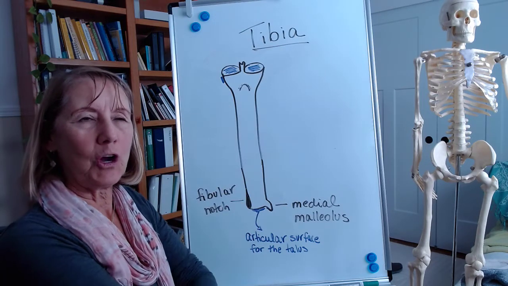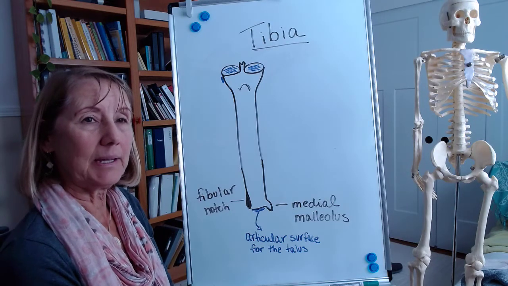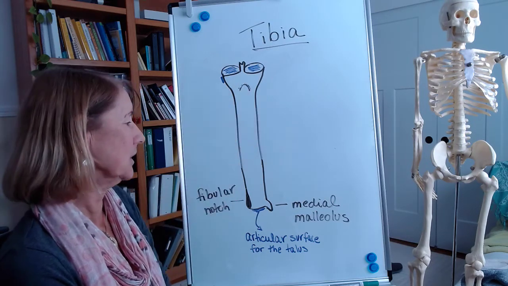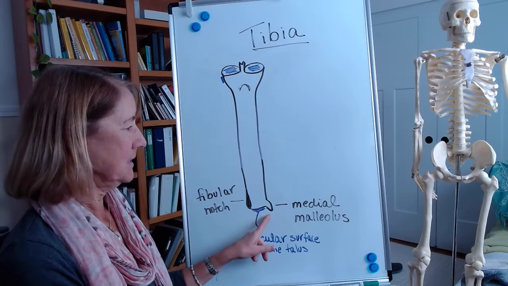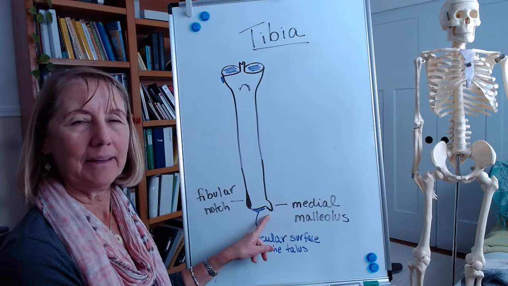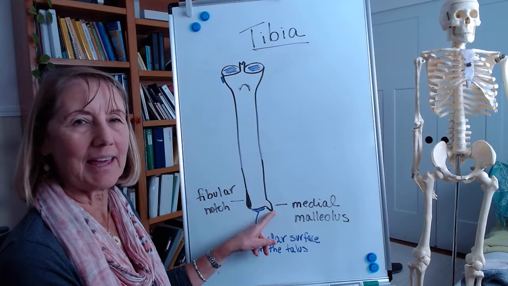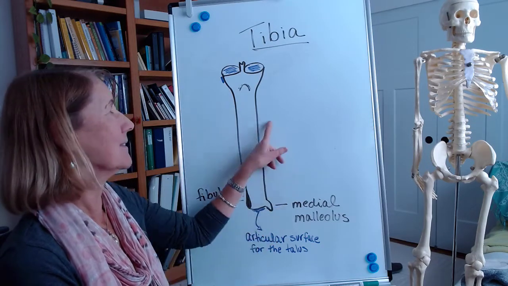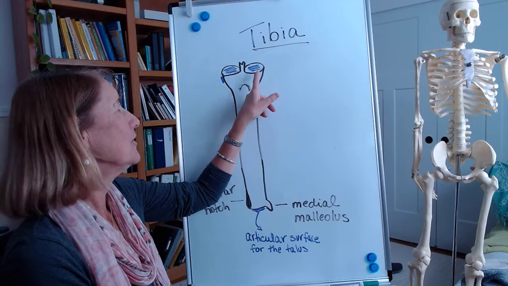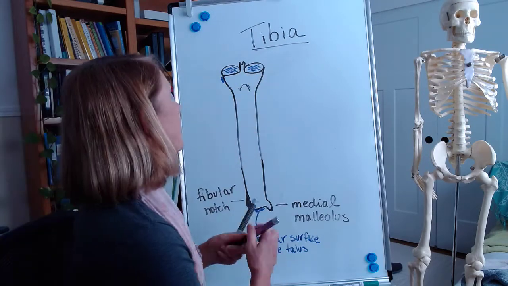So how would you know what is medial and what is lateral? Because we're going to have to name these, the medial and lateral condyle. Well, it turns out that on the distal portion of the tibia, you're going to have this little medial malleolus. Okay, that's only on one side. So if it's on one side, you're going to know that this is the medial. So here we're talking about the medial condyle.